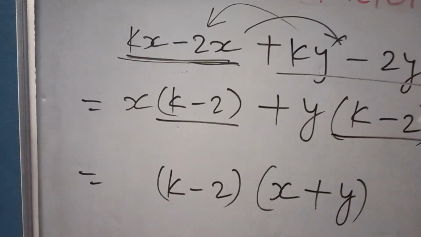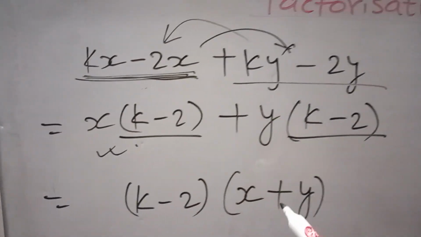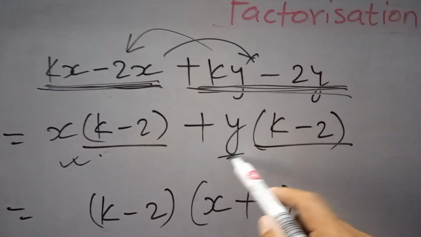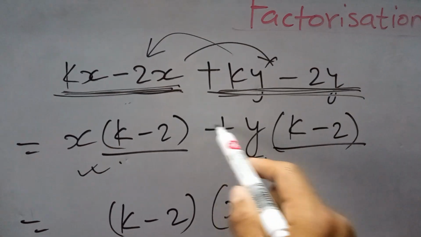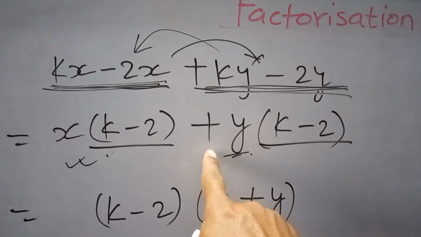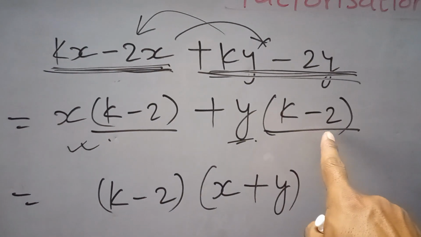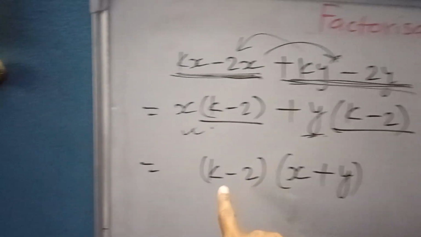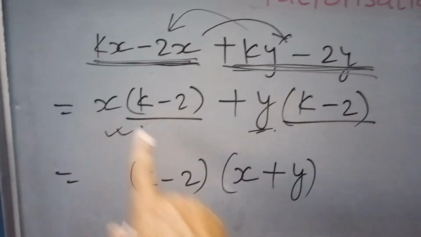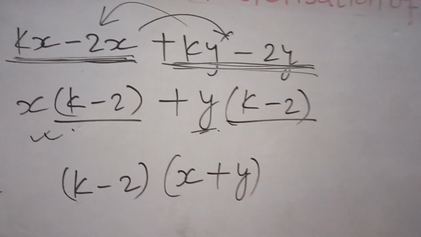So you will be regrouping in the sense that from the first pair, you look for the common factor, and similarly, from the second pair of terms, you look for the common factor. Then you have 2 terms, like here x and y, with k minus 2 as the common factor. After you take out k minus 2, here you are left with x, and from the second term you are left with y. Sign is plus.